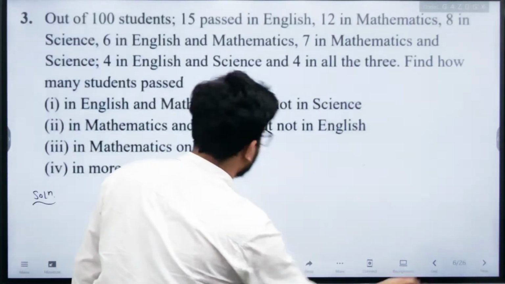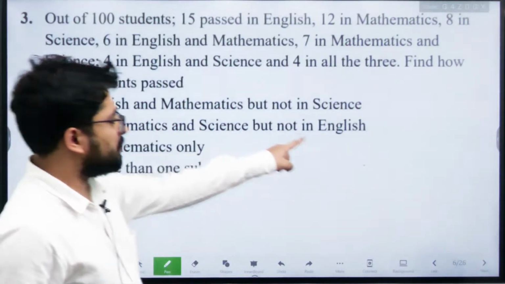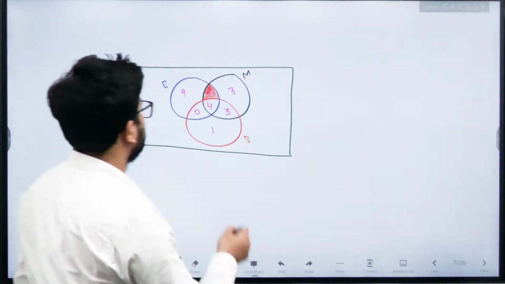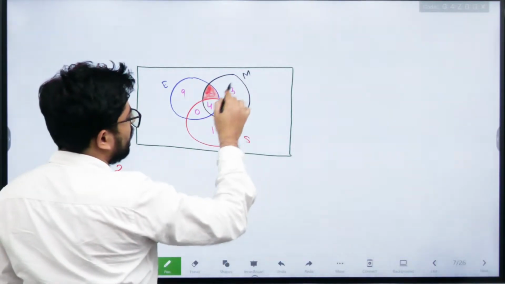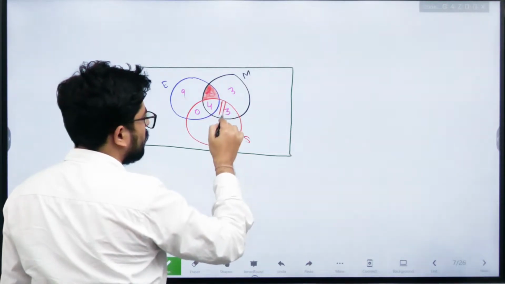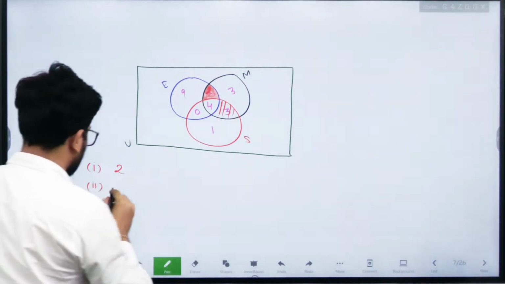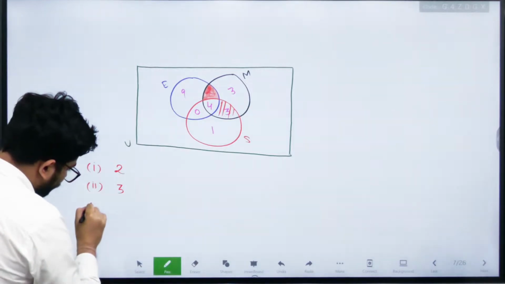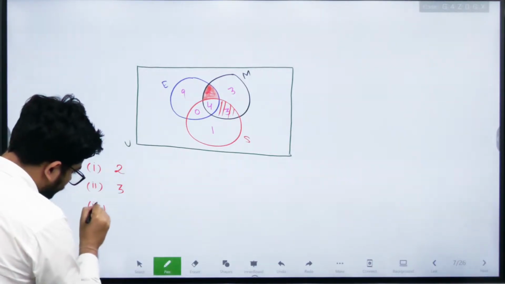What about the second one? The second part is, sir, in maths and science but not in English. Maths and science but not in English. So this portion. Okay, so 3. The answer for the second one is 3.